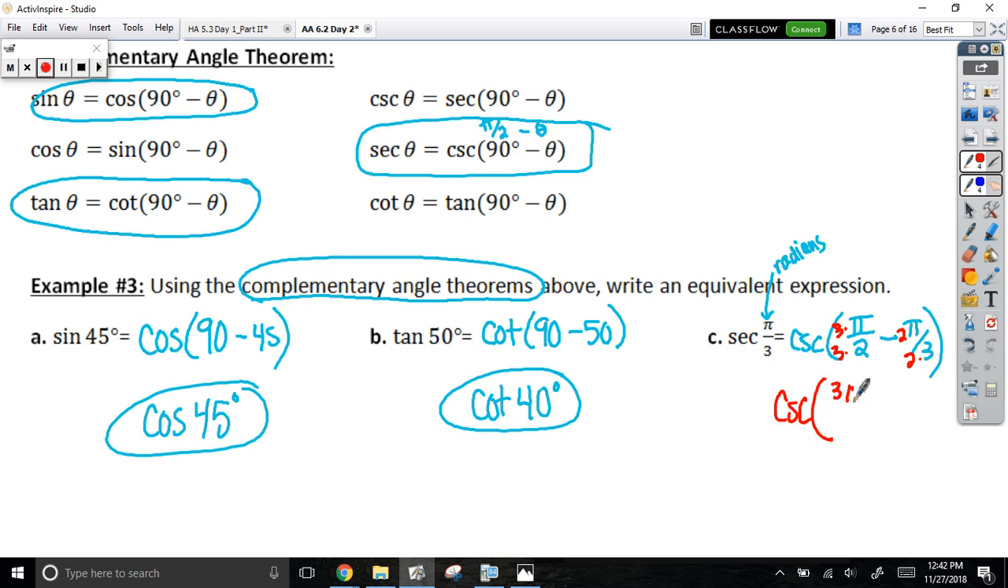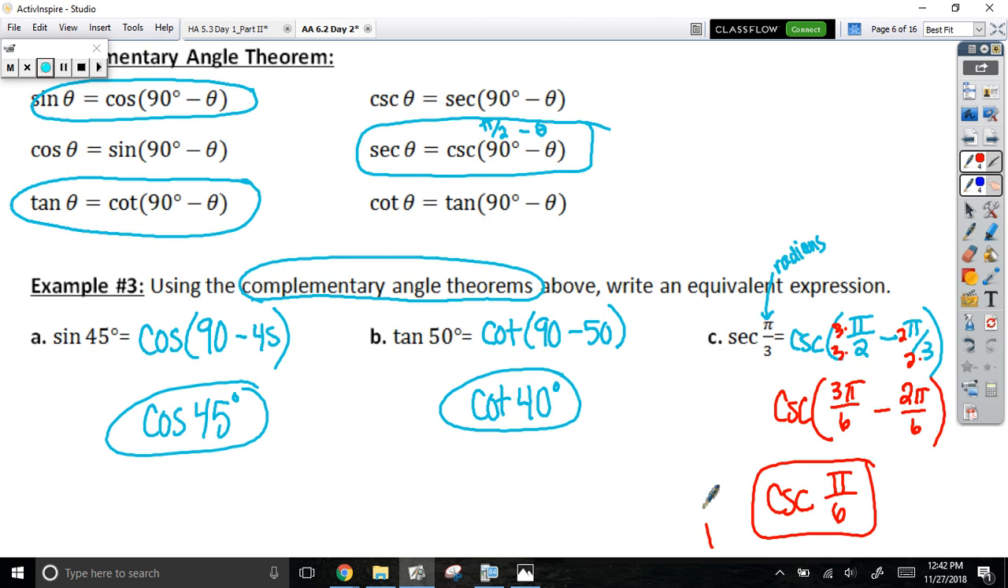So we'll have 3 pi sixths minus 2 pi sixths. Just subtract the coefficients. 3 minus 2 is 1. So my answer will be cosecant of 1 pi sixth or just pi sixths.